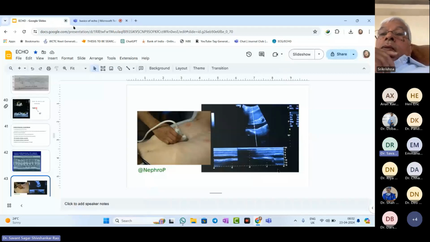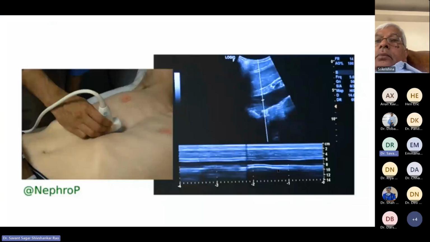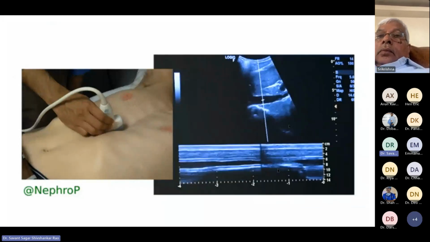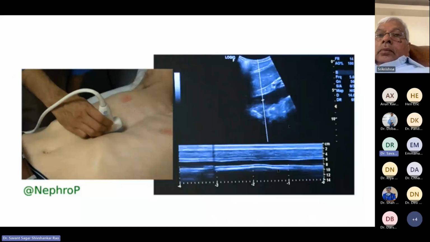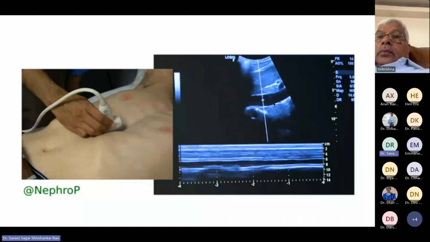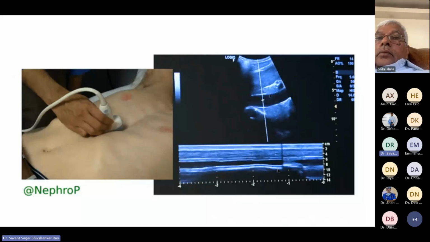If the collapsibility is less than 50%, then we consider that RV or LV contractility is less, and we add on inodilators. So it is one of the deciding factors in post-operative management.